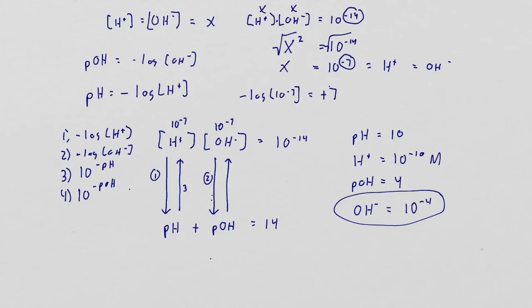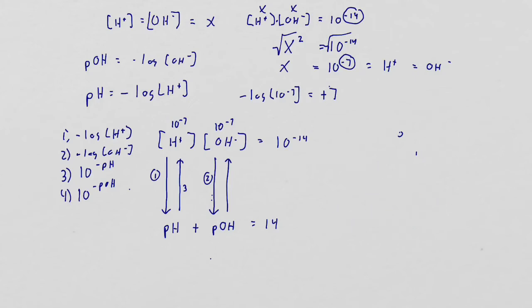And you can do this with anything if you want. I'm just going to do one more because we don't want to run out of time here. But let's imagine, let's say the pOH was equal to 9.